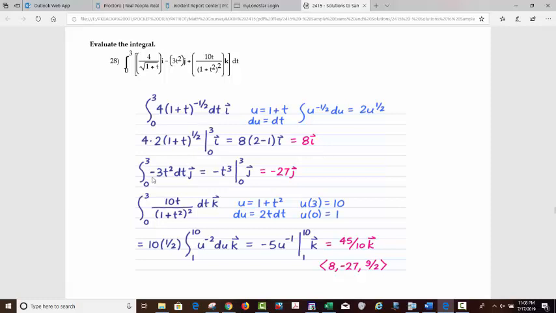Middle one's real easy. Antiderivative of negative 3t squared is negative t cubed. Put in 3, put in 0, negative 27 j.